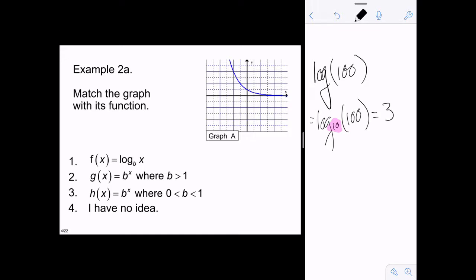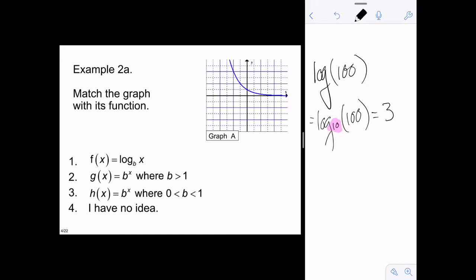On your paper, it has 3 graphs and 3 equations, and you have to match the graph to the equation. The way I have it set up here is a little bit different. I have the graph, and then I have our 3 things, and I want you to take a look. Let's look at what we have. We have f of x is equal to log base b of x. So that's a logarithm.